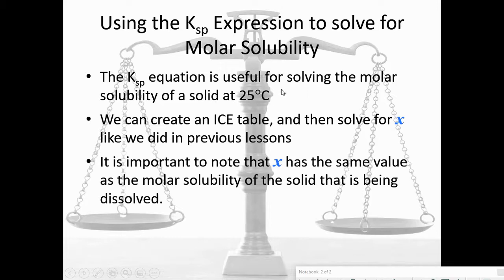So now we are going to go to the second function of using the KSP expression. How much solid will dissolve in water? So we're going to call that molar solubility. The KSP equation is useful for 25 degrees Celsius experiments. This is standard. So the way that we figure out the molar solubility is by creating an ice table like we just did, and by substituting our value of KSP into our KSP equation. It is important to note that what we're looking for is X. The value of X has the same value of the molar solubility of the solid that's being dissolved.